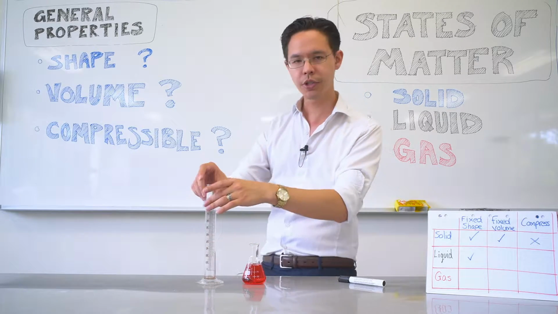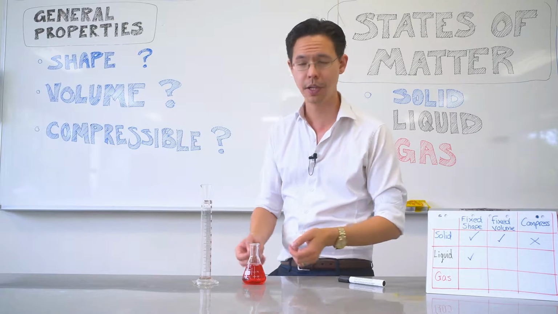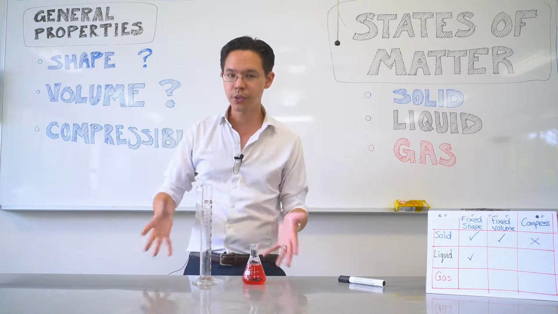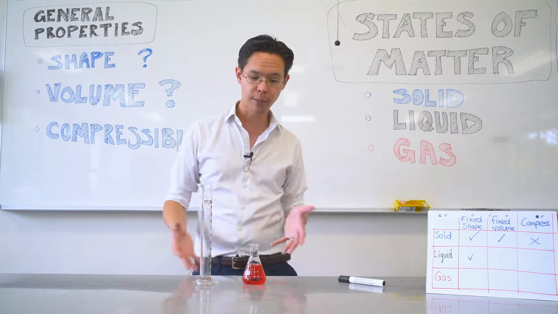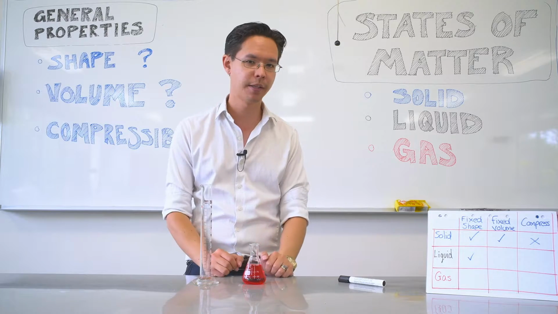Now you can see that I just filled this to 100 milliliters, and this has also been filled to 100 milliliters when I moved it across. Do liquids have a defined shape? Not really, because they take the shape of the container they're poured into.